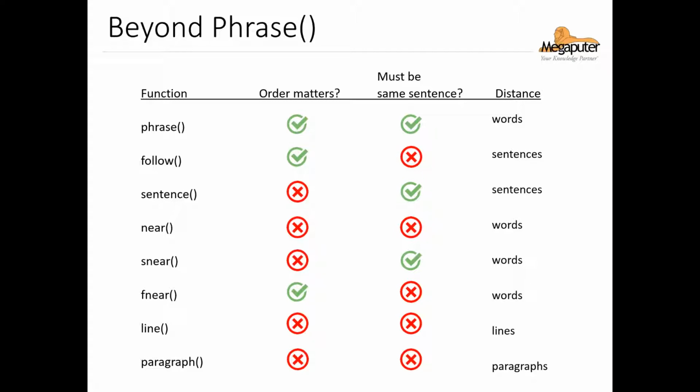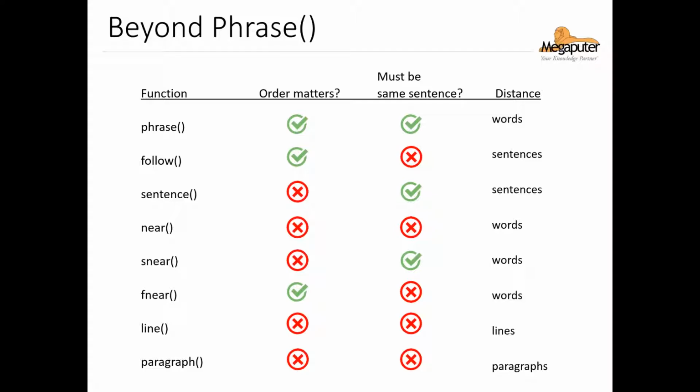So proximity functions like phrase and near have some parameters. They can look for words within a certain distance of each other. This distance depends on the function we're using. So with a function like phrase or near, that's measured in words. But if we're looking at something like sentence or follow, that distance is going to be measured in actual sentences. But the point is pretty much the same. We're measuring distance between our words.